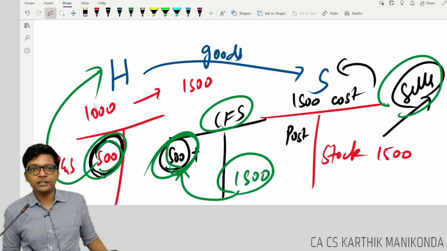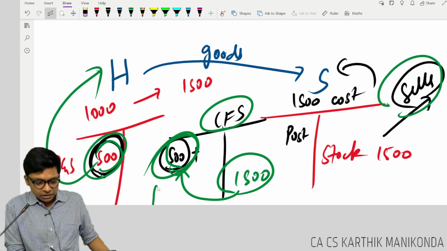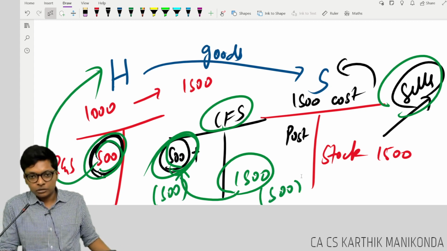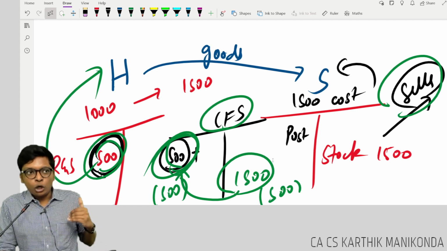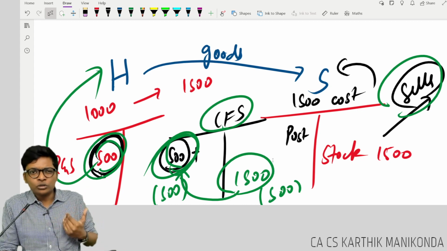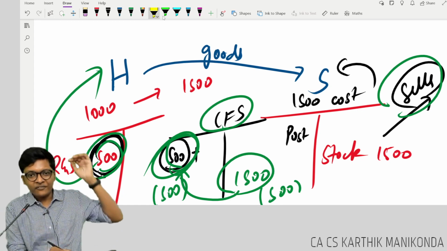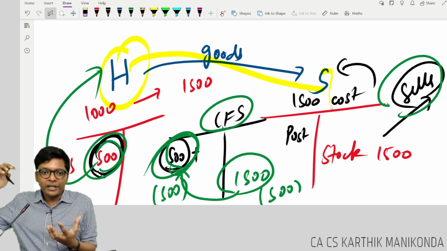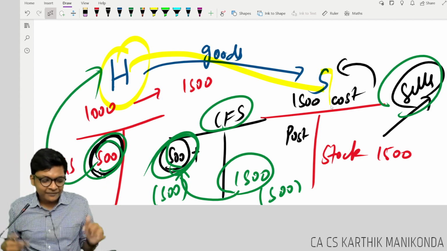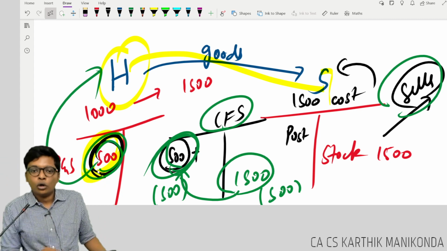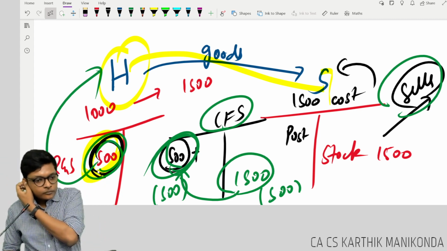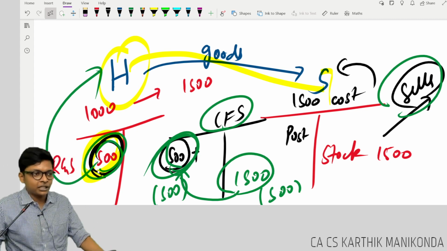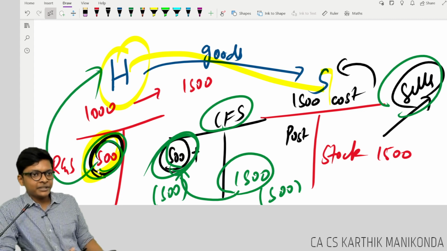What should I do for reversal? Minus 500 here and minus 500 here. Are you following, guys? So this is called a downstream transaction. What do you say? Downstream? Yes. Why is it downstream? It's going from holding to subsidiary. It is a transaction flowing from holding to subsidiary where the profit is in the books of holding. So write down intercompany adjustments in your notebook.